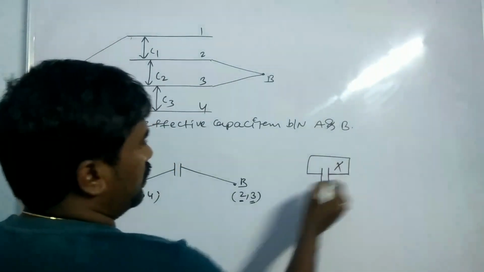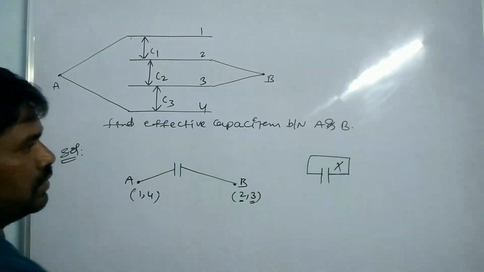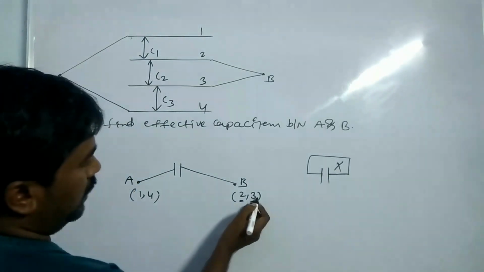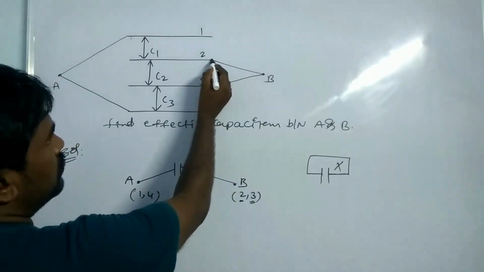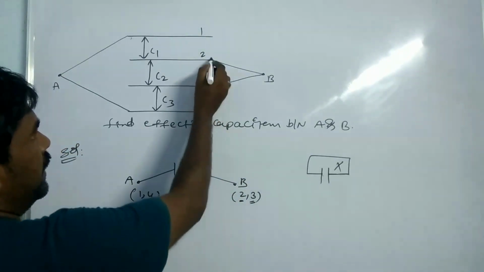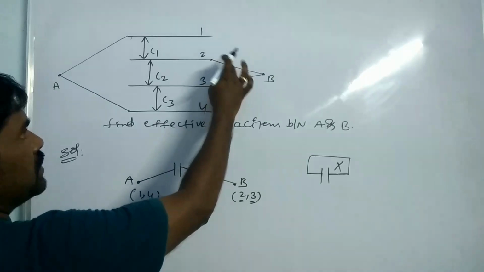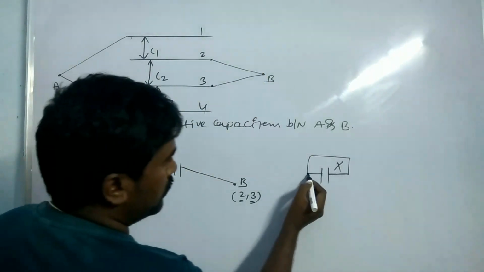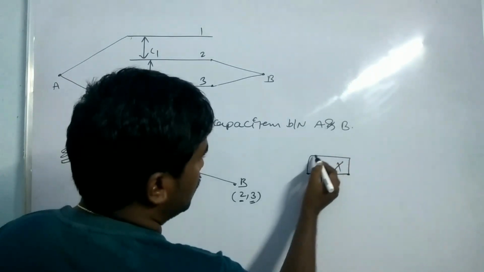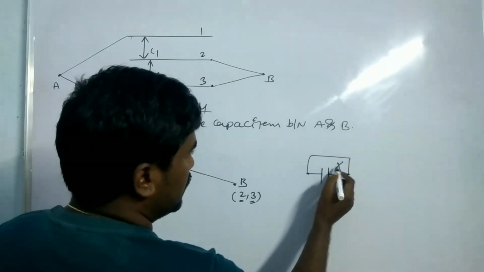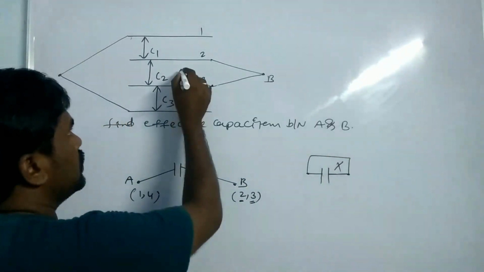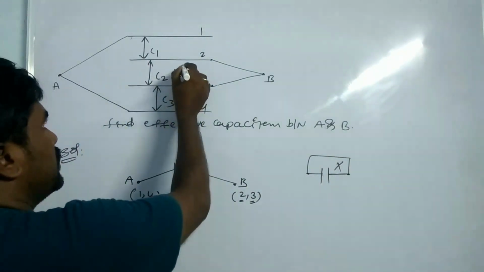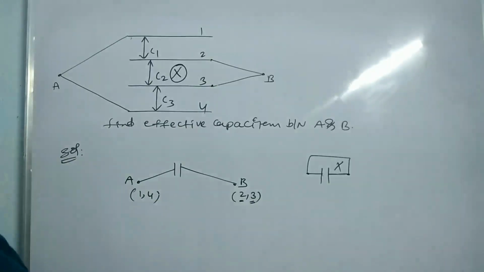So this is not a capacitor. Here 2 and 3 end. These two are the ends of the capacitor, and both ends are connected at a single point. So this is the first end, this is the second end. These two ends are connected, and then this is not a capacitor. So it is not working here. This is a very, very important point you have to remember: the C2 capacitor is not working. That is not a capacitor.